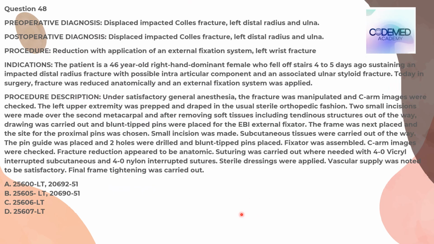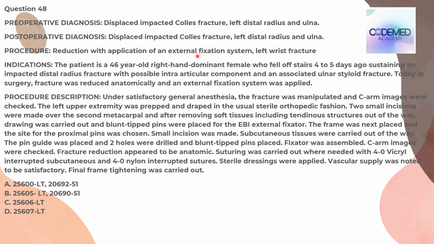Now this is the operative report. Nowadays in the CPC exam, they are giving 10 operative reports, so you must know how to solve this. In that, you will have the pre-operative and the post-operative diagnosis. Here the pre-operative diagnosis is displaced impacted Colles' fracture, left distal radius and ulna. So by this you can make out where the Colles' fracture happened, and it is left distal radius and ulna. That is the part of the radius and ulna near the wrist. That is very important. One must know which is the distal part and which is the proximal part of the bone.